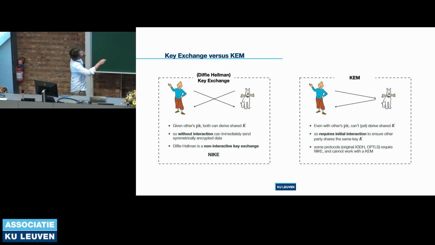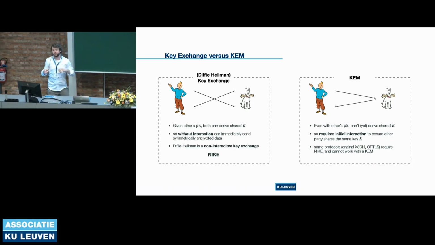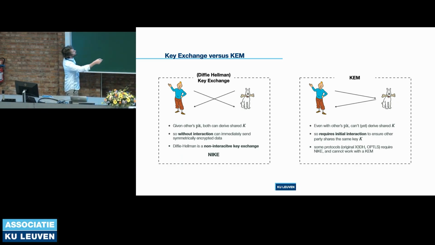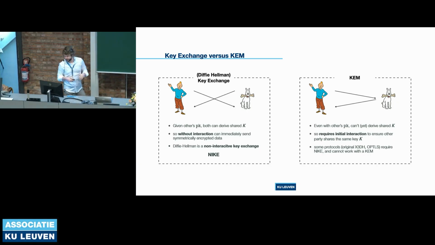Whereas for a KEM, you always sort of assume that one person is initiating this communication, right? Even if you have each other's public key, what you do when you initiate it is that you encapsulate something random with that public key. So it requires this initial interaction.